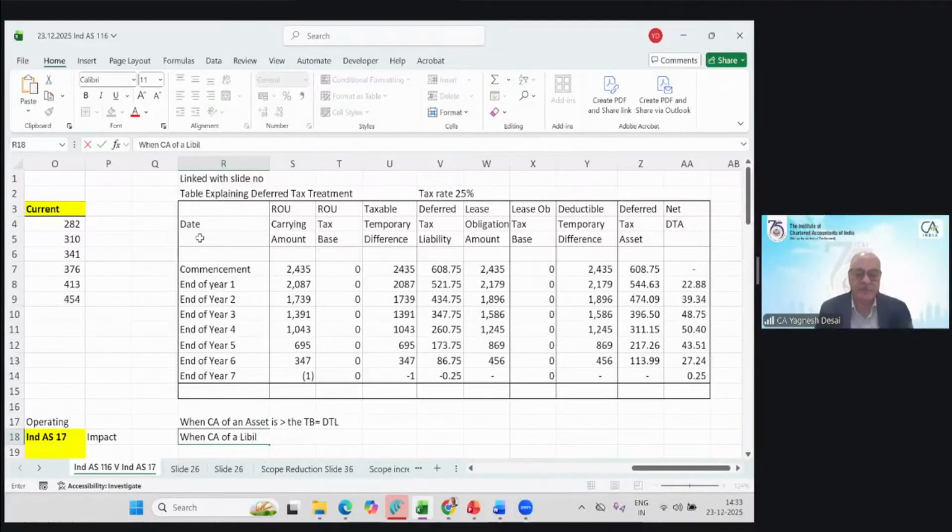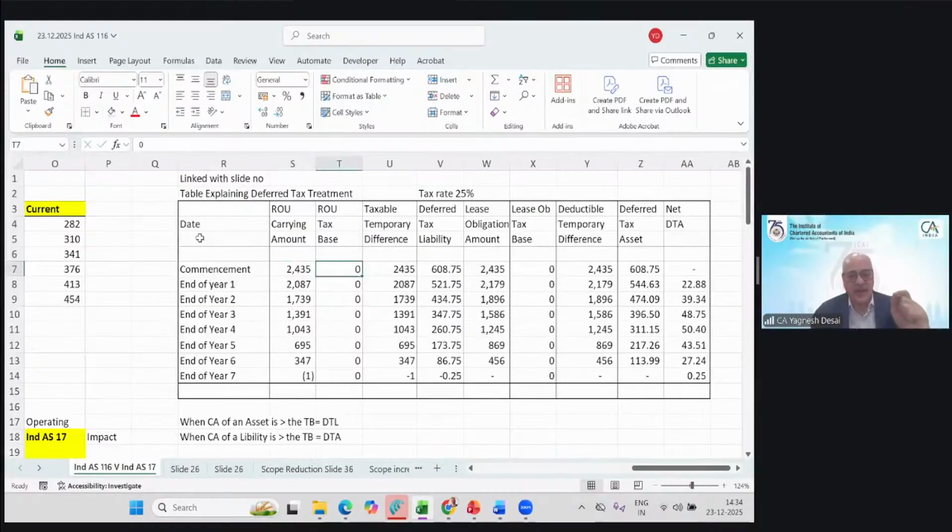The reverse is that when the carrying amount of a liability is more than the tax base, it always results in a what? What's the answer? DTA. With this formula in mind, let's look at this. ROU is an asset. There is no tax base for ROU. The income tax department will not take cognizance of our ROU asset and lease obligation; it is only lease rentals, expenses. As a result, there is zero tax base of the ROU asset.